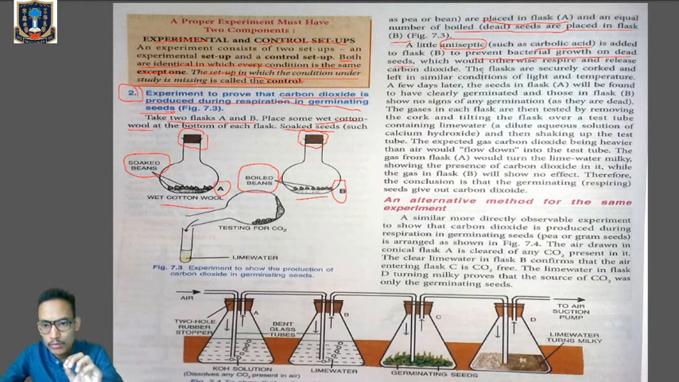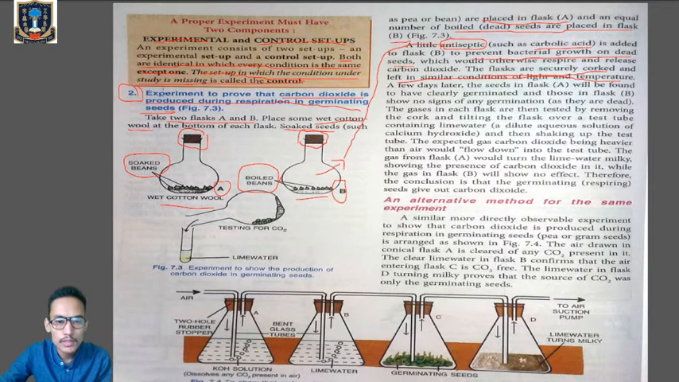Okay, so the flasks are securely corked and left in similar conditions of light and temperature. Clear? Okay, so in flask B we are also putting antiseptic, that is carbolic acid. Clear? Okay, now both the setups will be kept for a few days in normal temperature and light.